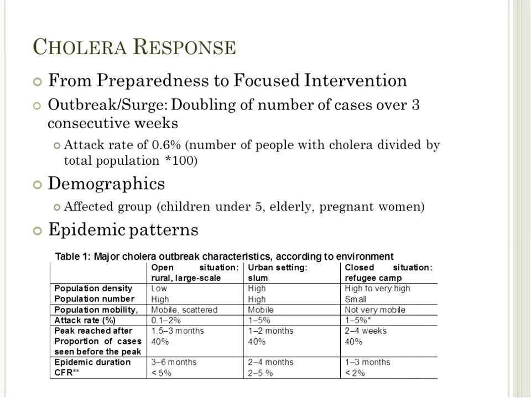If you are in a rural area, things are extremely different. The population density is lower. People are more scattered. The population is very mobile. The attack rate is going to be lower, 0.1 to 2%. The peak is reached after 1.5 to 3 months, and the case fatality rate is less than 5%. The epidemic duration is about 3 to 6 months. It is a little bit longer.